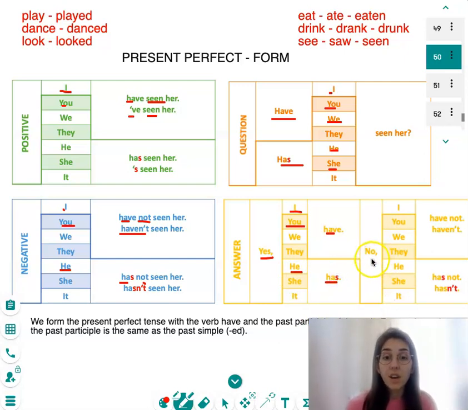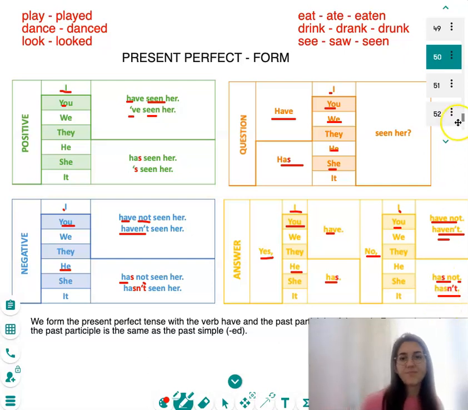Going on to the negative, we would then change that to no, I have not. And then again with the contractions, to make it slightly easier, what we would say is no, I haven't. No, you haven't. No, we haven't, etc. And then again, same as always, with he, she, it it would be no, she has not. To make it slightly easier, no, she hasn't, etc.